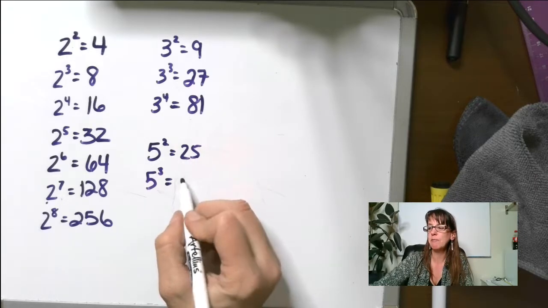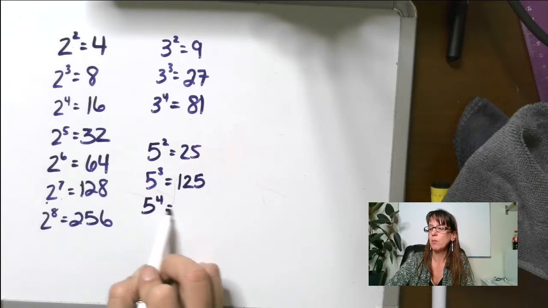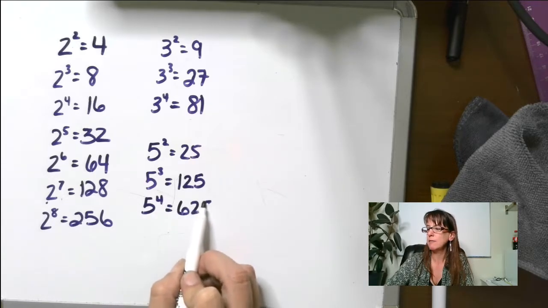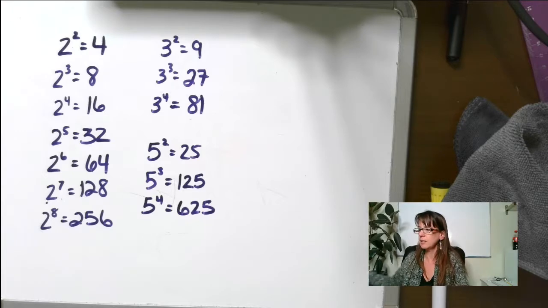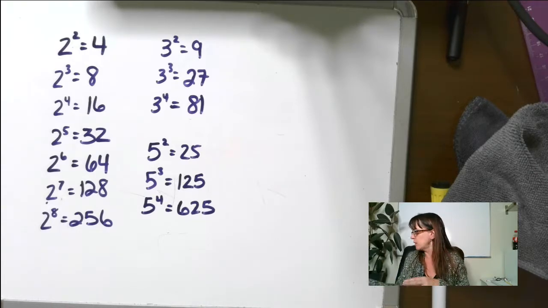25 times 5. If you have 5 quarters, you have $1.25. 5 to the 4th, I want to say that this is 625, but I do need to double check that because one of my 6th graders figured out that I made a mistake on my videos. So now I'm all paranoid. Okay, so 625. Okay, good. So make sure that you have those notes.